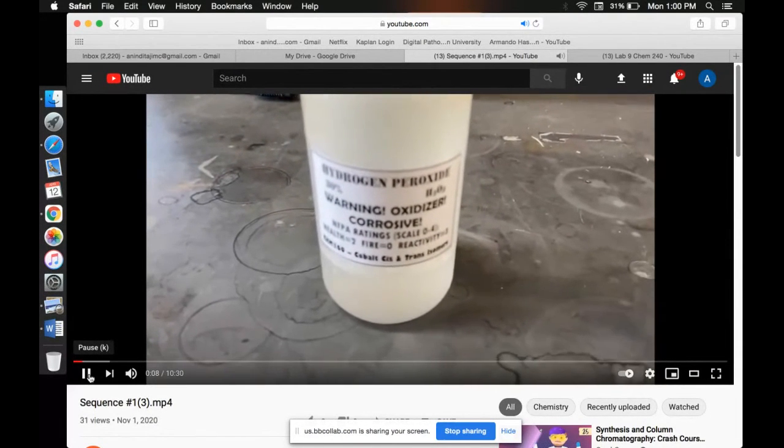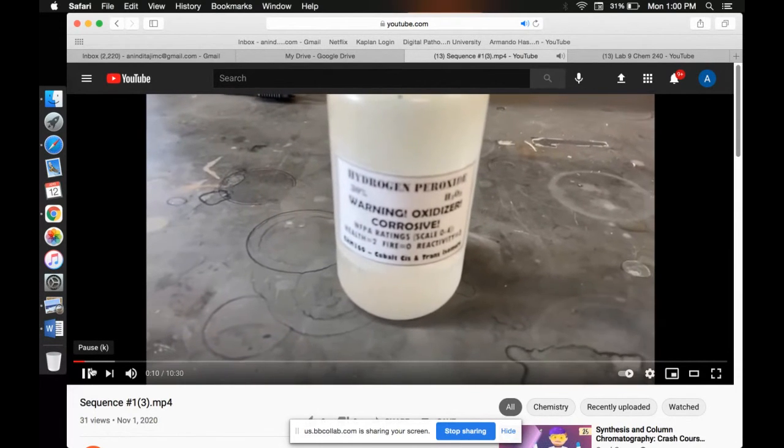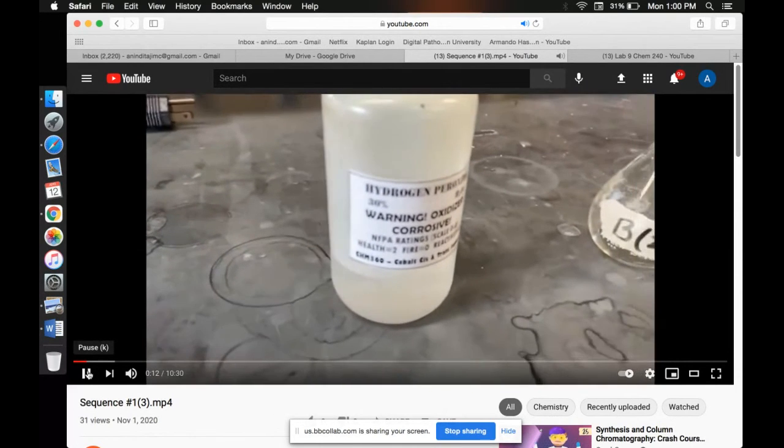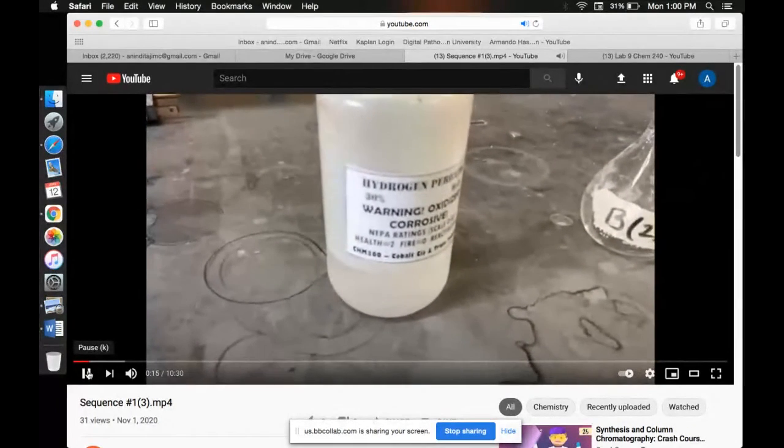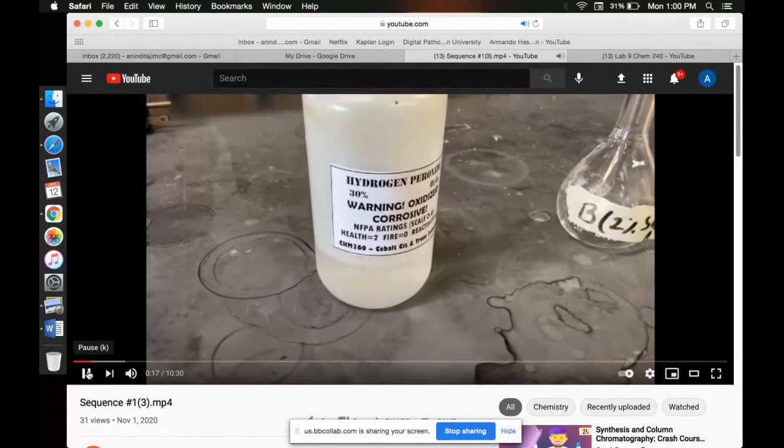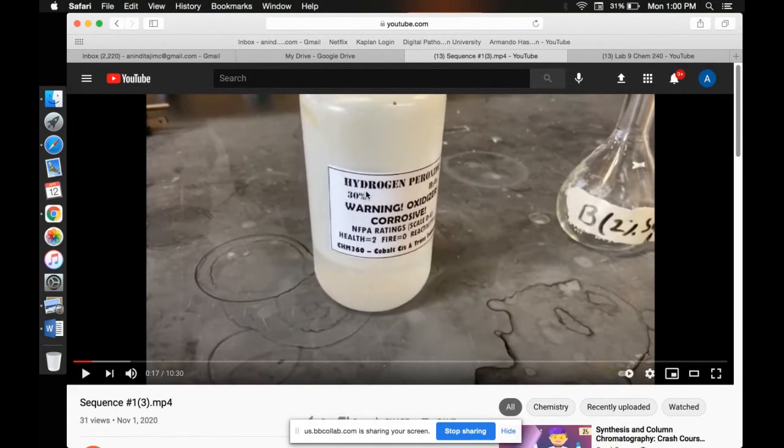So we are going to find out the exact concentration of this hydrogen peroxide. Here it is written 30%, but as I said in the lecture, it is not always 30%. With time the concentration changes. So you see it is written 30%, but it will not be exactly 30%. And from this one I have taken 2 ml and put it in this 2% solution B.